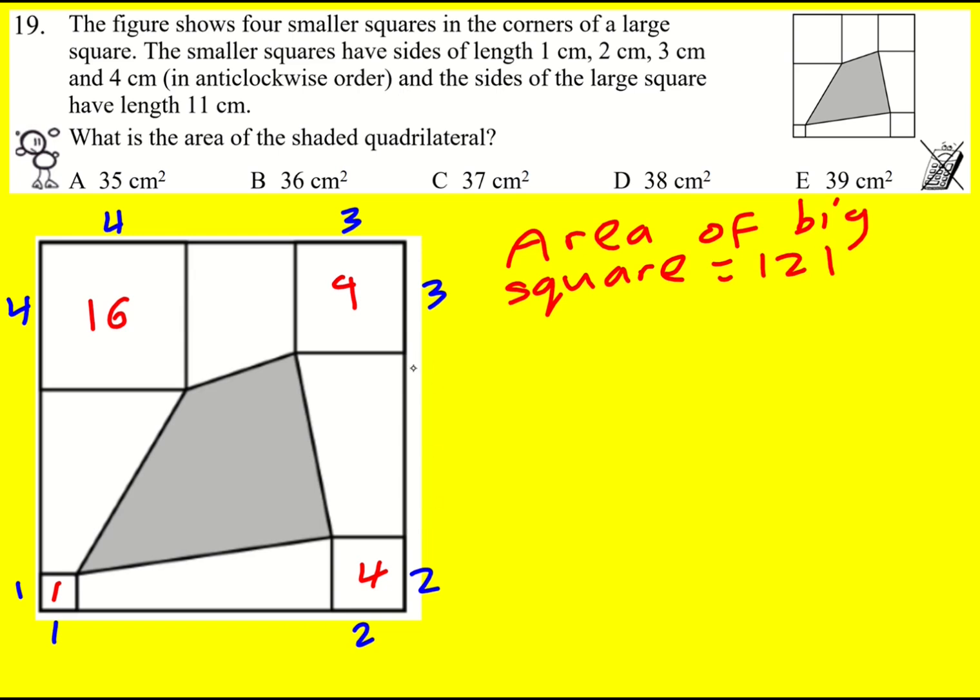Now I'm going to label the missing lengths. So I've got 5. I just need to think, what do I add on to get 11? This is going to be 6. This is going to be 6 as well. This is going to be 4. And this is going to be 8.